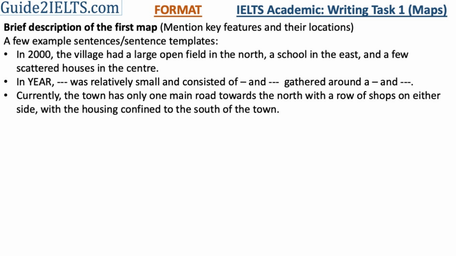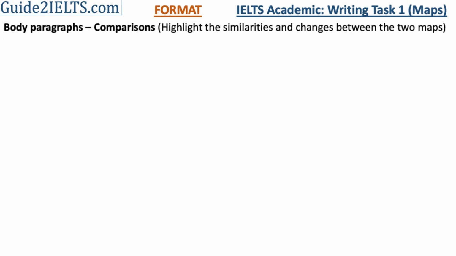Next, you briefly describe the first map. This is optional. You can choose to skip it and start with the comparisons. If you do describe the first map, you mention the key features and their locations without going into too much detail. You can see examples of this on your screen. Now we come to the main part of the writing, which is the comparisons, the similarities and the changes.